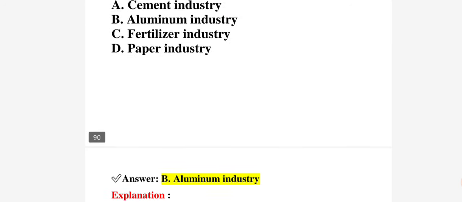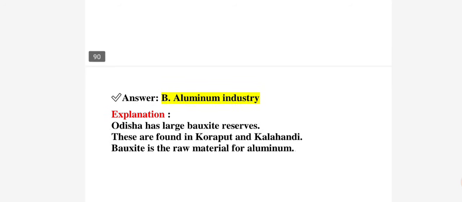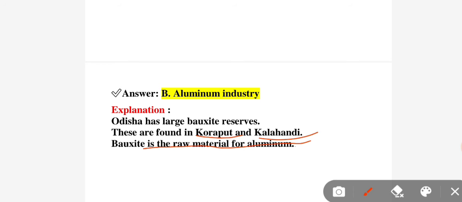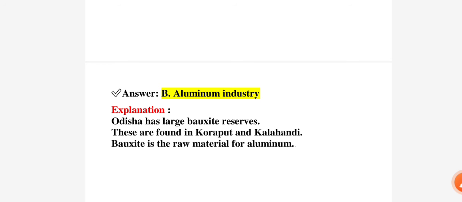Let us move into the explanation part. Odisha has large bauxite reserves. These are found basically in Koraput and Kalahandi. Bauxite is the raw material for aluminium. Can you tell me where in Koraput the bauxite reserve is maximum? The highest bauxite reserve? Yes, I have already told you, that is Panchpat Mali. In the Panchpat Mali hills, there is a high amount of bauxite reserve.